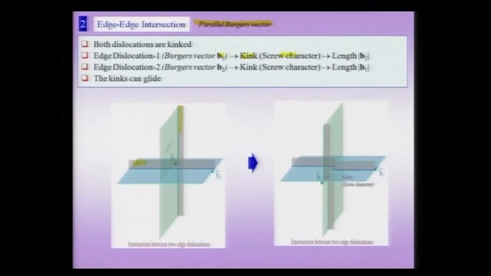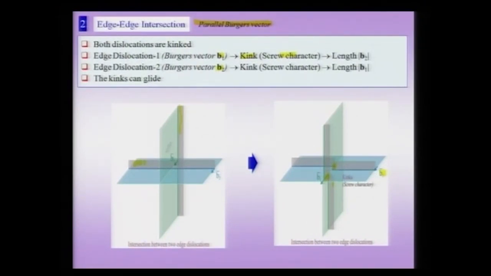So, the B1 dislocation develops this kink, and this kink has a screw character, because it is parallel to the vector B1. So, therefore, it is of screw character. The other dislocation, which is now my dislocation 2 with Burgers vector B2, also develops a kink. In other words, the green vector B1 imposes itself on the blue dislocation line, and B2 imposes itself on the green dislocation line, and therefore, you have double kink formation.